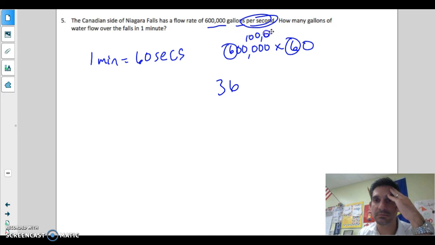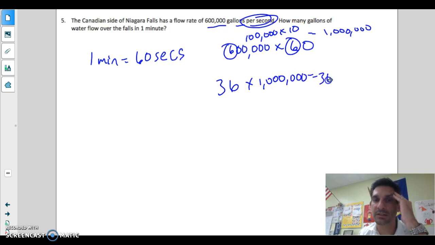And then this is 100,000 times 10, which would be 1 million. So 36 times 1 million is, my friends, 36 million, no naked numbers, gallons per minute. It's a lot of water.